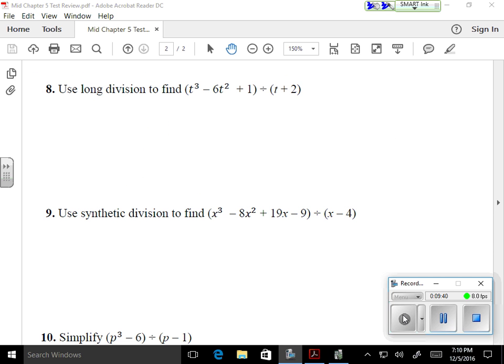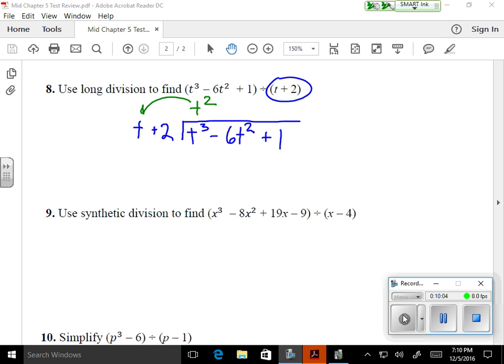Number 8, we're asked to use long division. Long division would put the t plus 2 outside of the t cubed minus 6t squared plus 1. Dividing, we would need to make this a t squared, so the t squared times t would be t to the third. T squared times 2 would be a positive 2t squared. When we subtract, we get a 0, those cancel, and we get a negative 6t squared minus 2t squared would be a negative 8t squared.